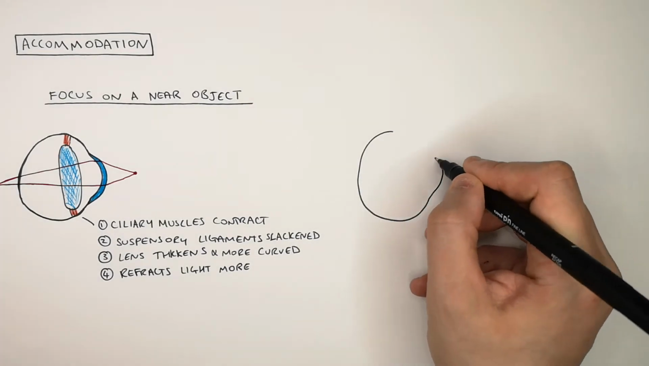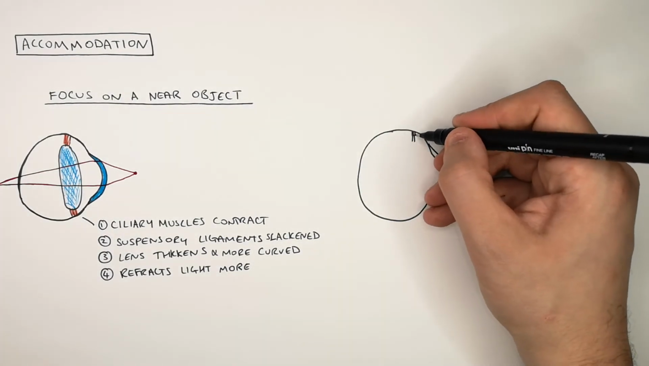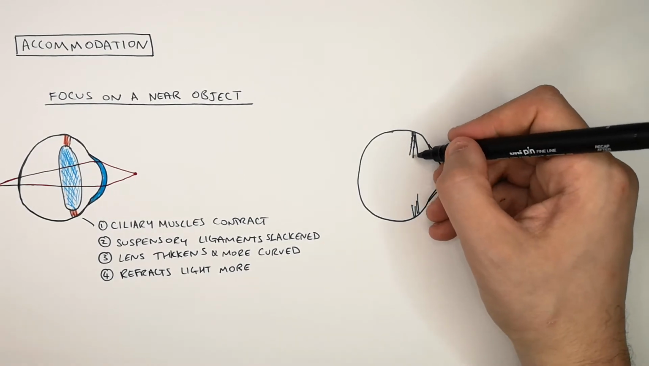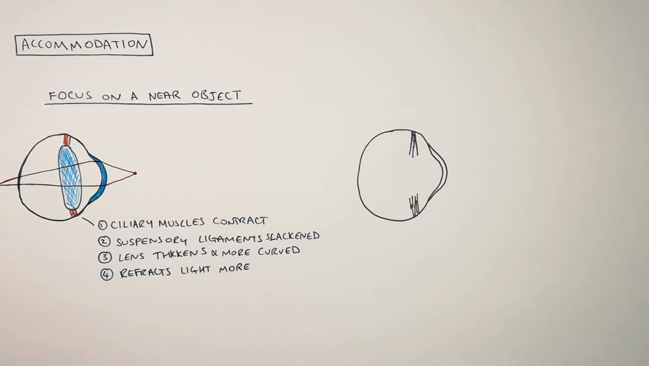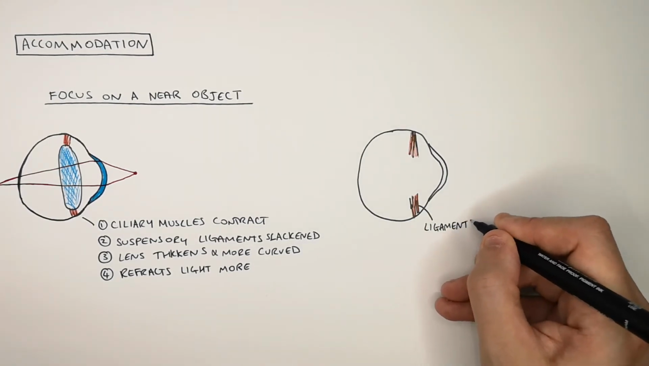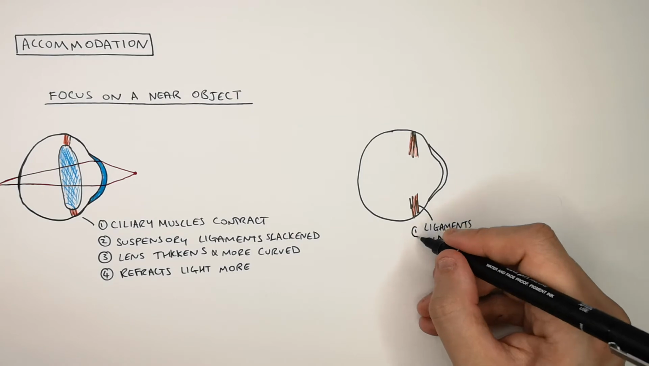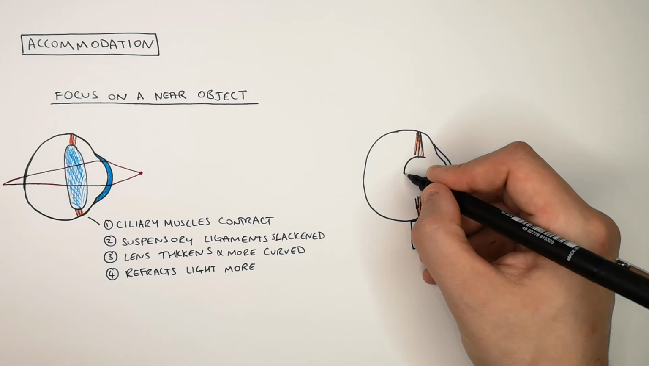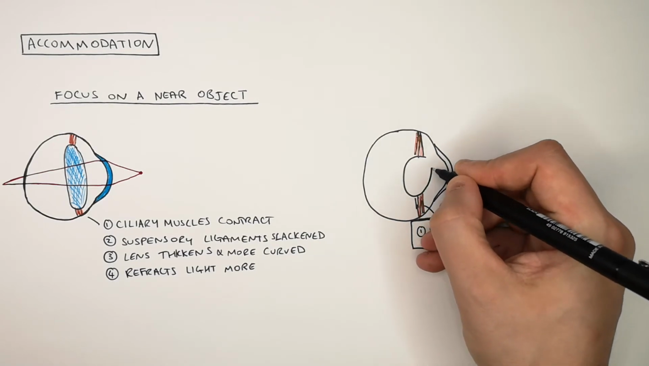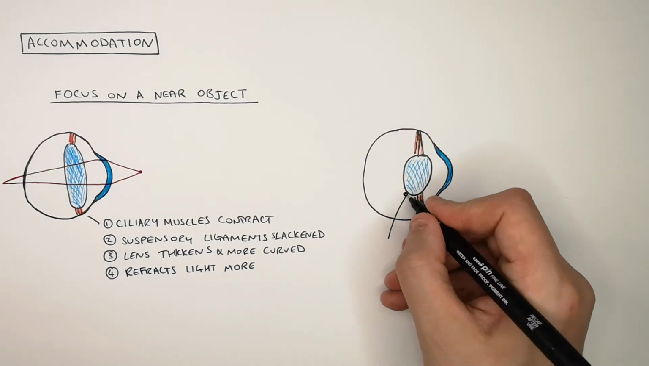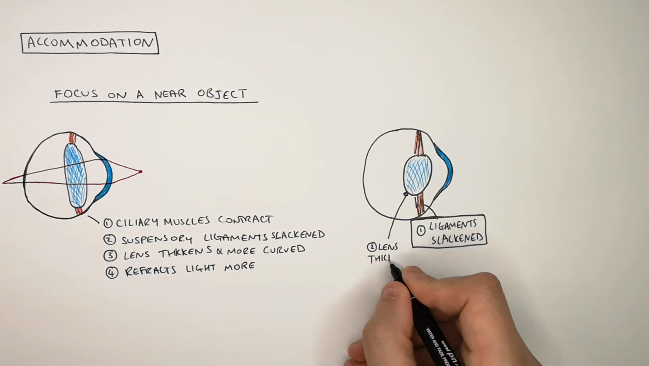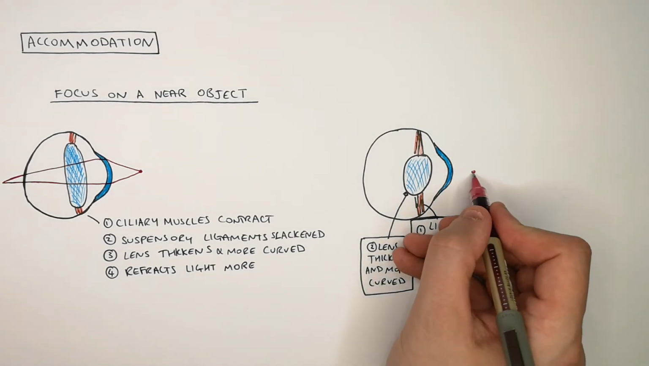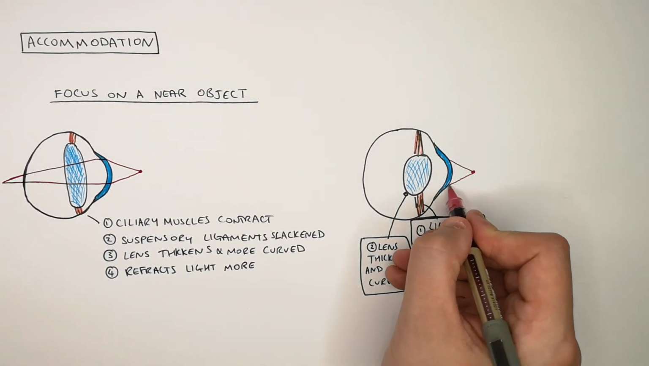I'm now drawing another eye. So as you can see here, the ciliary muscles contract, which means that these suspensory ligaments become slackened. As you can see, they are more relaxed than in the first picture. So the suspensory ligaments are slackened. Because the suspensory ligaments are slackened, the lens becomes thicker and more curved. Because the ligaments aren't pulling on the lens, it is now thicker and more curved. So because the suspensory ligaments are now relaxed and slackened, this has led to a thicker lens.